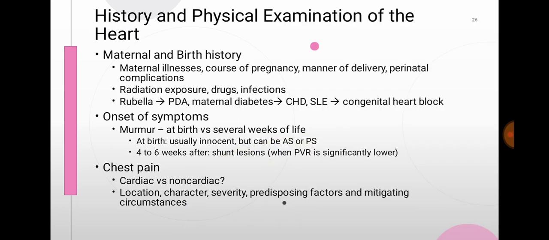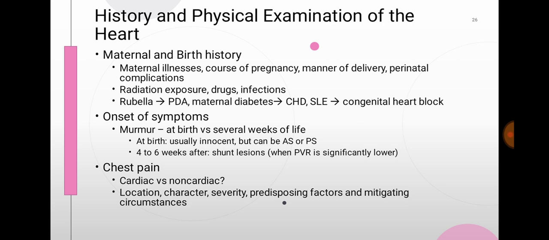Next, we proceed to important history and physical findings for your pediatric cardiovascular system. What are the most important in your history? First, your maternal and birth history. Of course, whatever your mother does, whatever your mother has, it would greatly affect your baby. So maternal illnesses, the course of pregnancy, the manner of delivery, any perinatal complications can greatly affect your fetal heart. Radiation exposure, drugs, and infections.